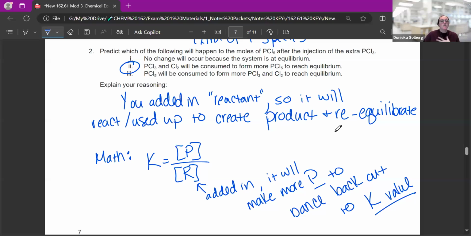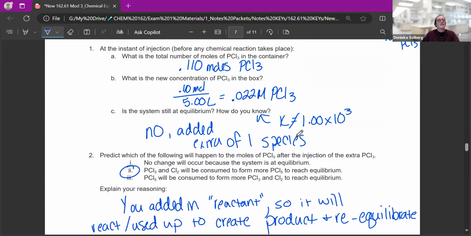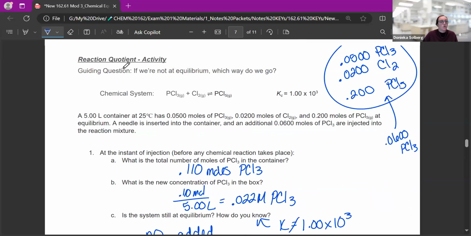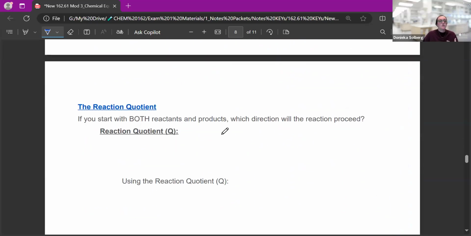So some of these are going to have to react to form some of these to get back to the constant. All right. Now, this whole thing, what we're talking about here is stressing an equilibrium system, doing something to it, and it's going to re-equilibrate. This is called Le Chatelier's principle. We're going to do a whole video on Le Chatelier's principle. So what I set up here, we were calculating these. This thing is called the reaction quotient. That's what this whole activity is about. So we're going to use the reaction quotient.